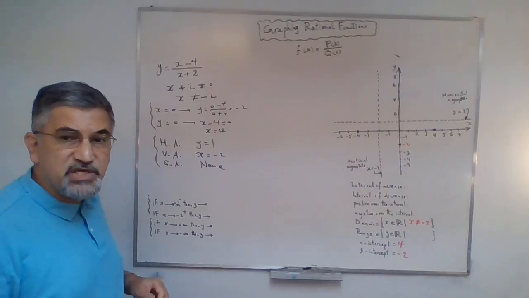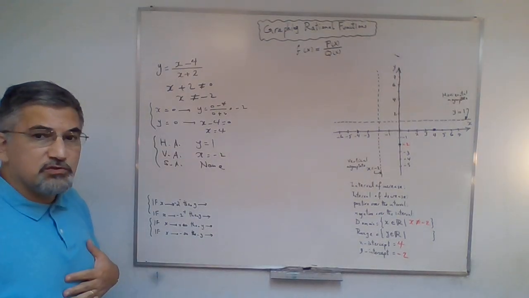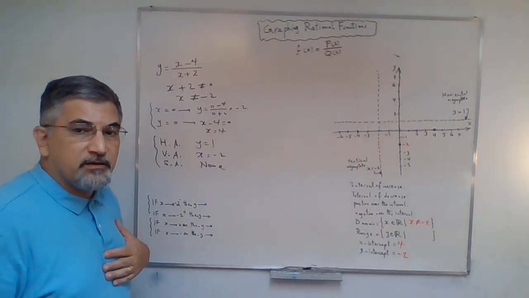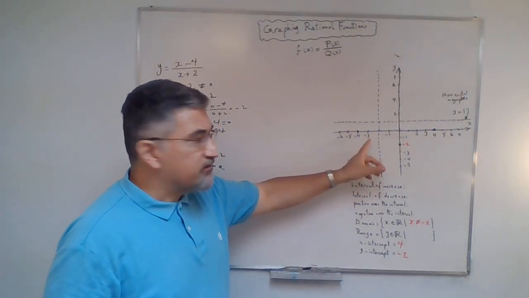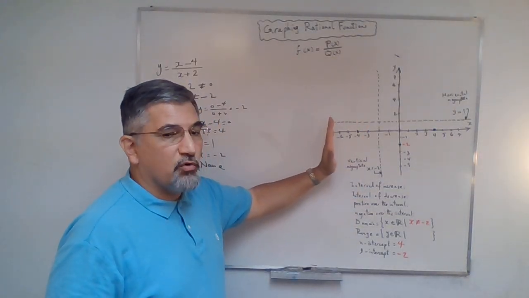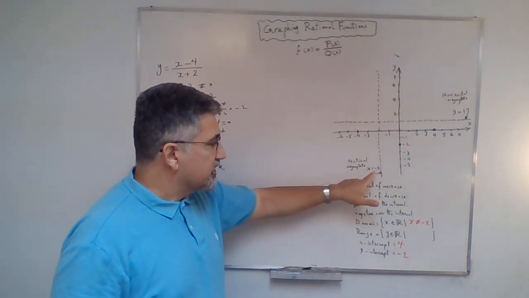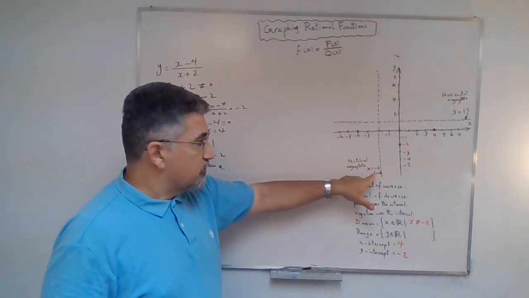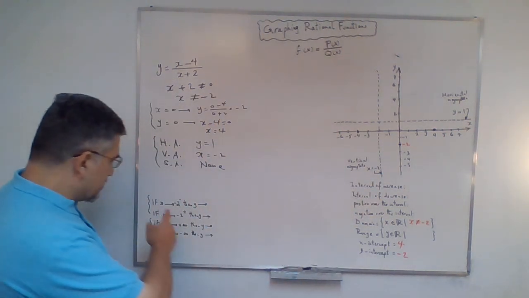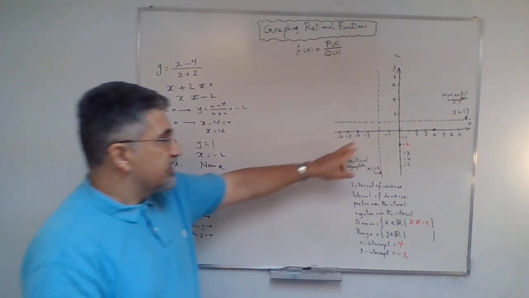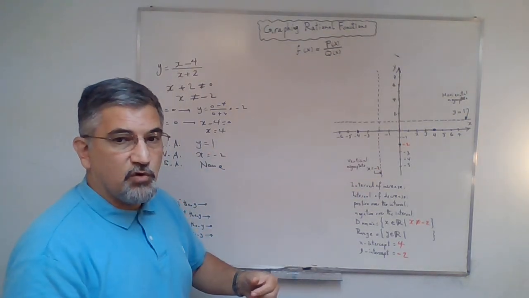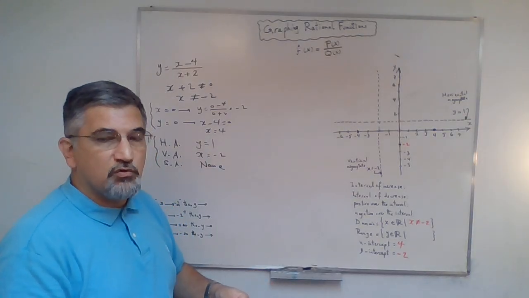Next, we want to know the behavior of the graph in a neighborhood of its vertical asymptote. We want to know what is happening to the graph when x approaches negative 2 from the left-hand side. So let's say we select something close to negative 2 on the left-hand side, such as negative 2.01.